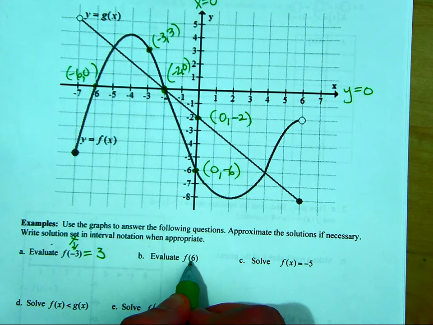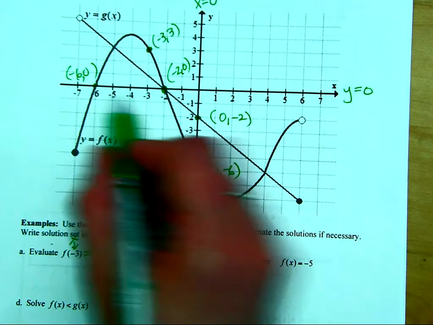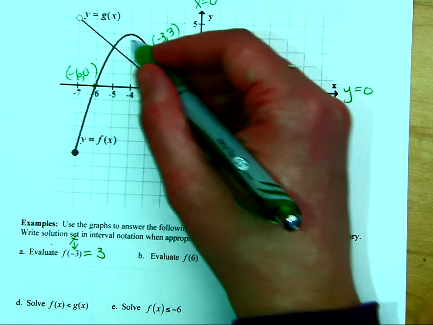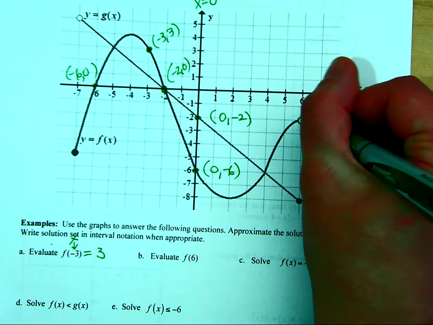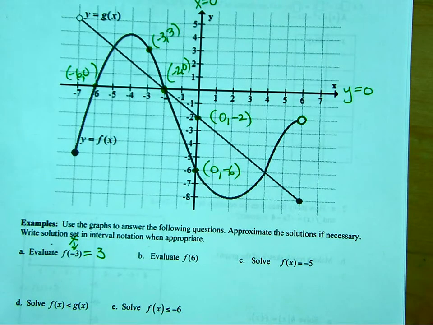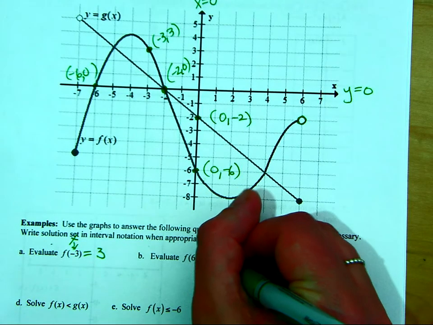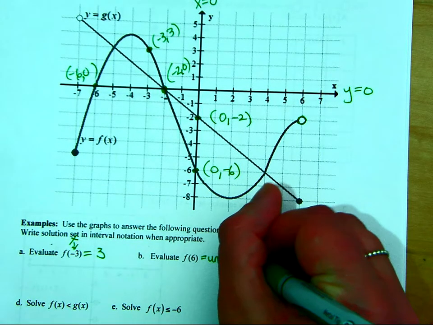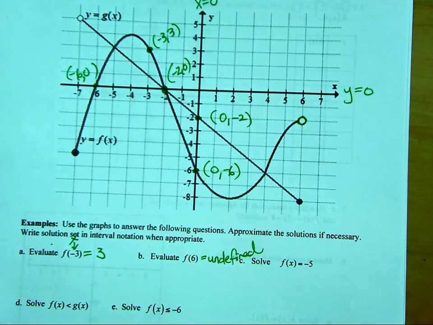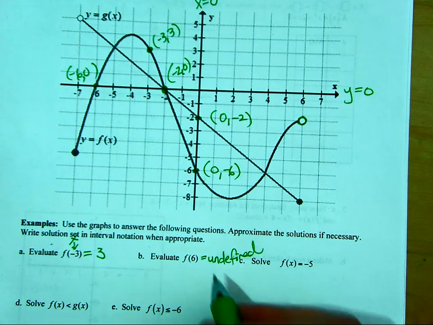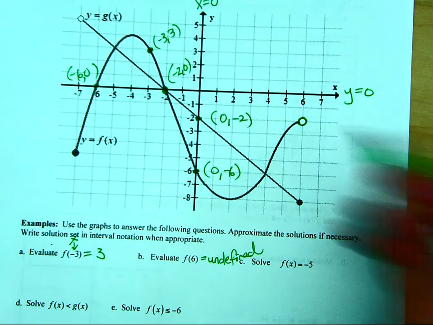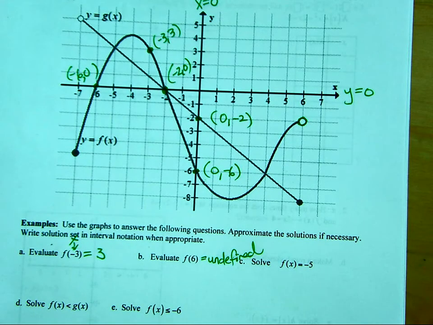Evaluate f of 6. So that's my x. I go to x is 6, I go to my curve, which is f, and I'm like, wait a minute, there's a hole there. What is f of 6, do you think? It's actually undefined. Do you see why it's undefined instead of -2? It's not filled in. It's an empty circle, so it's undefined. There is no value, so we would say it doesn't exist. There's no actual number. Does everybody get why that is?